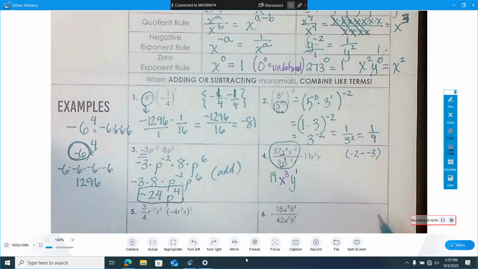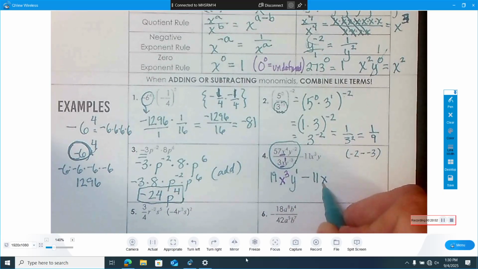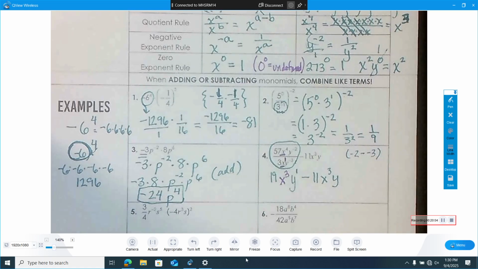So that's good. And the rest of this problem is a subtract 11x cubed y. So we have 19 x cubed y minus 11 x cubed y. Can I combine those? Okay, because they are like terms, and that becomes what?